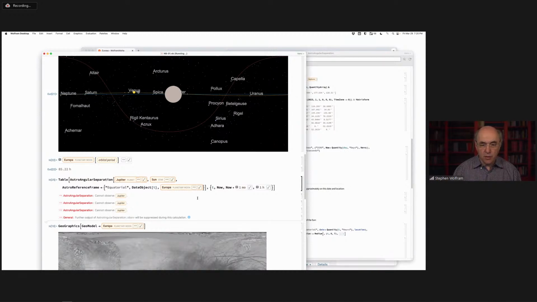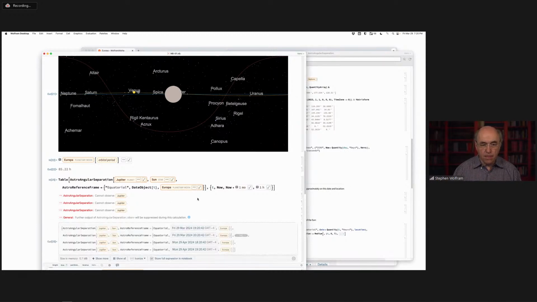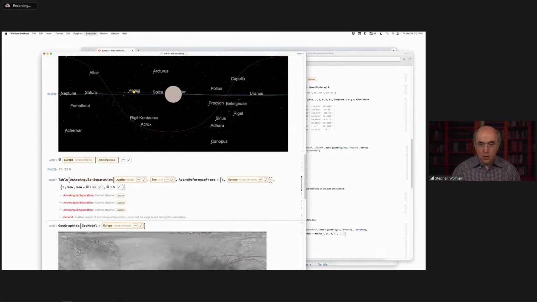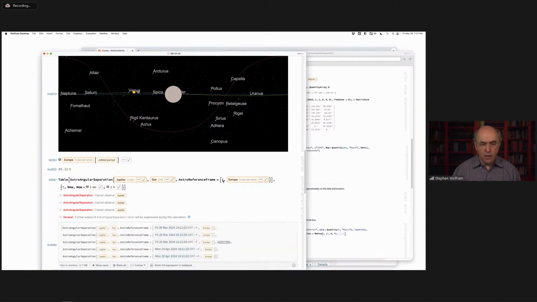What's wrong? Is this failing again? What went wrong here? Oh, silly me. I don't want to do that. It probably would have worked without any of this. I just need to say I specified the time. Let's just see if this works. Oh, bad sign here. Cannot observe Jupiter from.